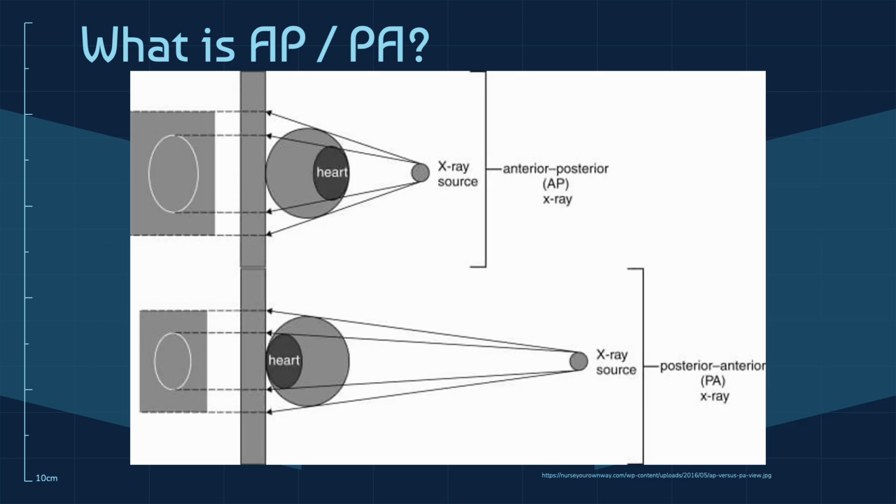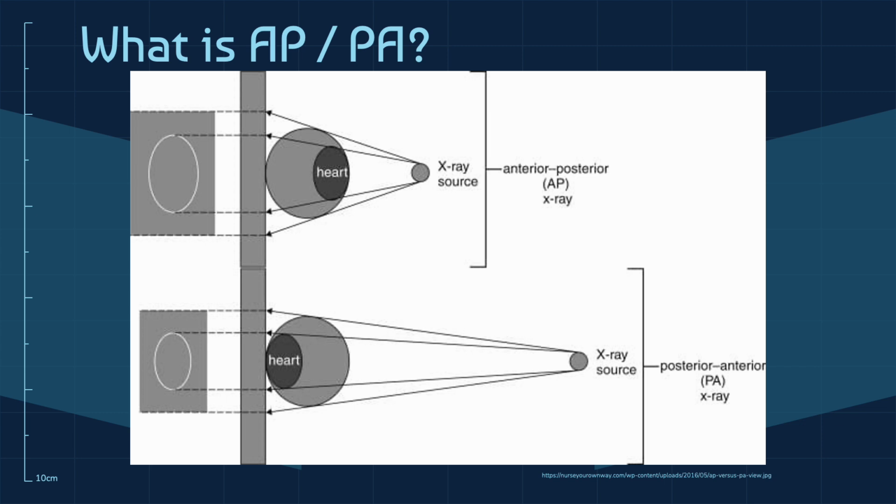This infograph helps explain why the heart appears larger in an AP view versus a PA view. And the summary of it is, because the heart is farther away from the receptor or film and closer to the source of radiation, the shadow it casts on the image appears much larger.